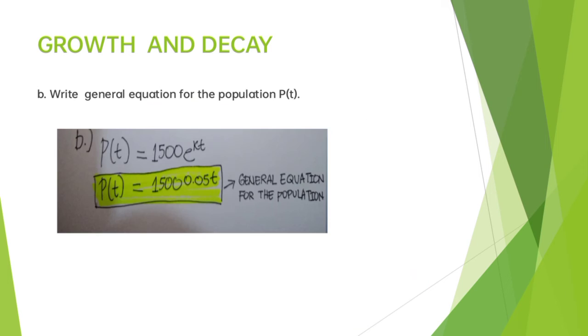Let's proceed to letter B. Write the general equation for population. We will use the first equation again. P(t) equals 1,500 e raised to K times time. So, substitute the value of K, which is 0.05, times time. So, P(t) equals 1,500 e raised to 0.05 times time is the general equation for the population.